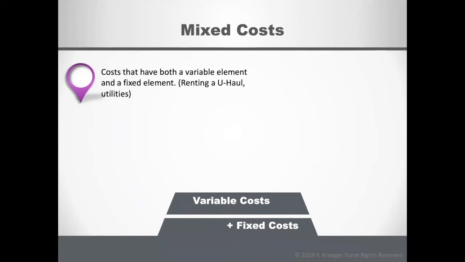You're also being charged per mile. The more miles you drive, the more this expense will increase. This would be the variable portion. You are charged one fee, which is the mixed cost, a combination of the two.